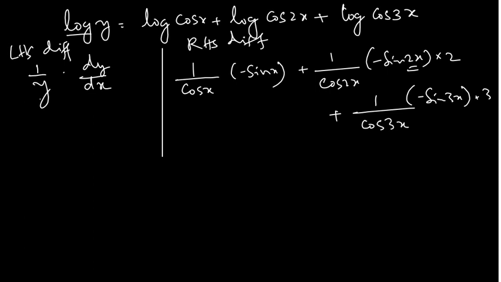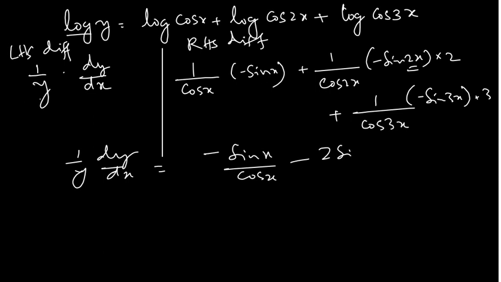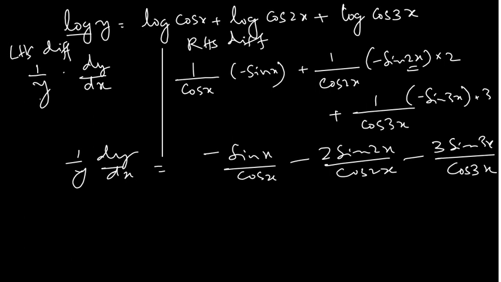So you have 1 by y dy by dx equal to minus sin x by cos x minus 2 sin 2x by cos 2x minus 3 sin 3x divided by cos 3x. Most of the time, in a hurry, we do up to this and we think we have completed it. No, there is a 1 by y here. So your final step is dy by dx equal to y into this entire thing, whatever is there on the top.